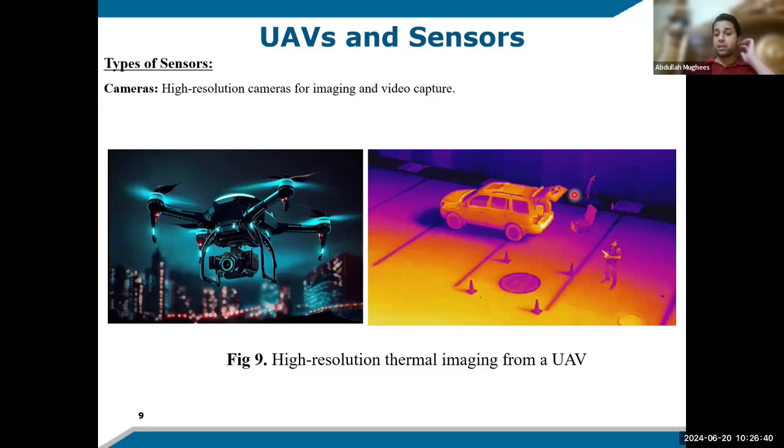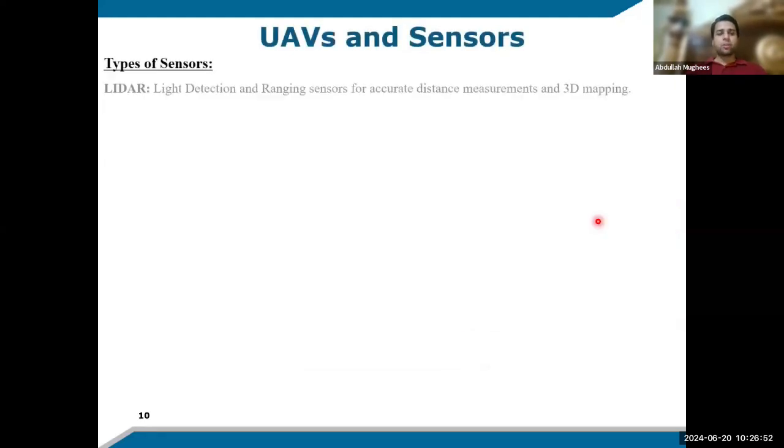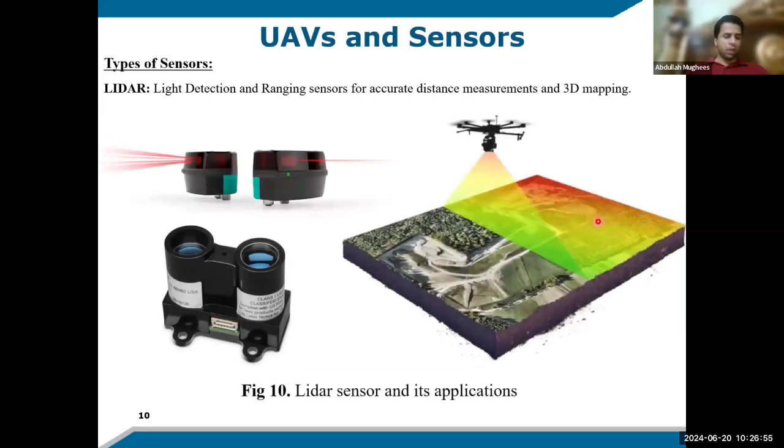Here on the right side is an image showing a car and a human and other objects at night time using a thermal image camera. Other than that, there's a lot of sensors. One of the sensors is LiDAR, light detection and ranging technology. What it does is that it can be used to 3D map the territory or the terrain from where the drone is moving.